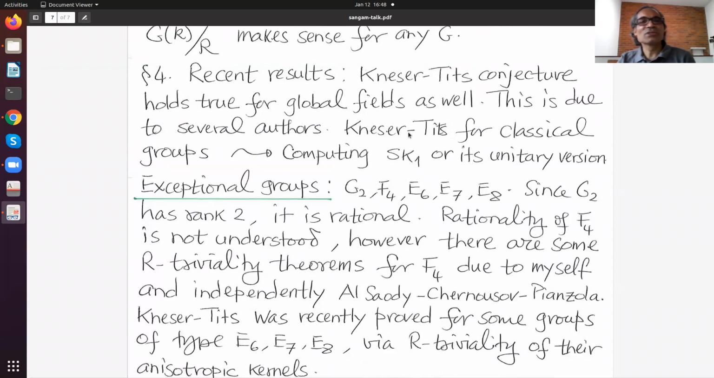So one knows now that over global fields, the Kneser-Tits conjecture holds for all groups. Recently, a certain gap was filled, which was the trialitarian D4 case, by Gopal Prasad. It was an old result of Prasad and Raghunathan, but it was written up in a different way by Gopal Prasad. It's a new paper.